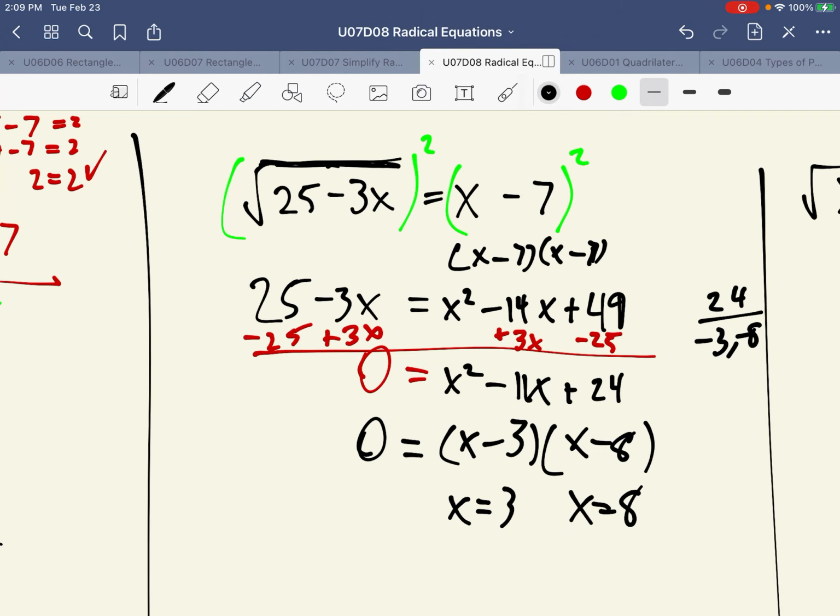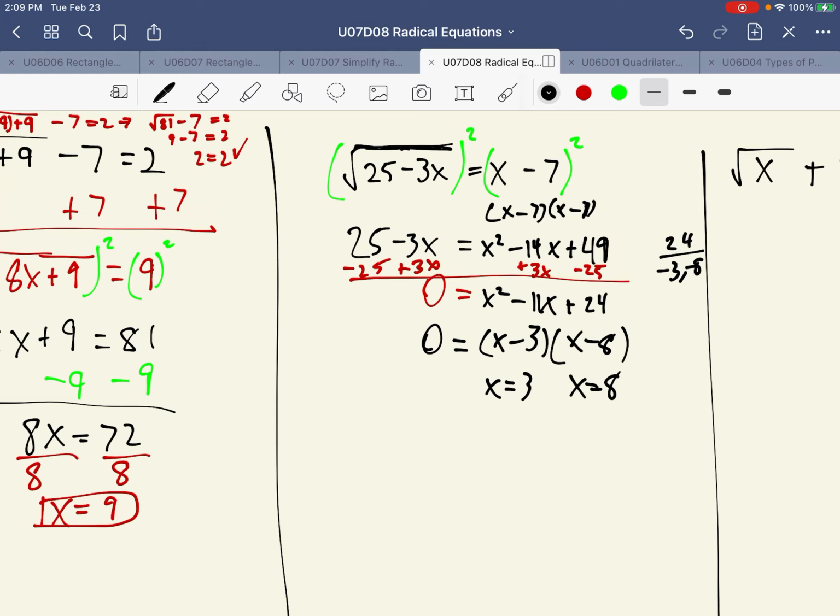Now we have to check both of these answers in the original problem to make sure both of them work, because there is a chance that one of them is an extraneous solution. So 25 minus 3 times 3, I'm going to do the 3 first, take the square root, should be equal to 3 minus 7.